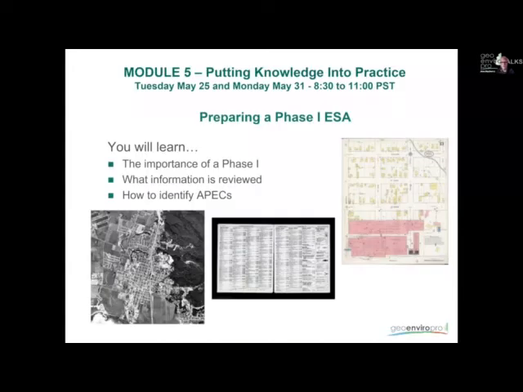So for this module, we have solicited the support of a local practitioner who's a bit of a phase one guru. She's been doing pretty much nothing but phase ones for over 20 years. So she is going to go over the different types of phase ones, the CSA standards for phase ones, the types of historic information that are reviewed and why when information is gathered from them, how to conduct site investigations or site visits, how to conduct interviews, and then how to tie all of that information together to identify areas of potential environmental concern and to develop recommendations for next steps.